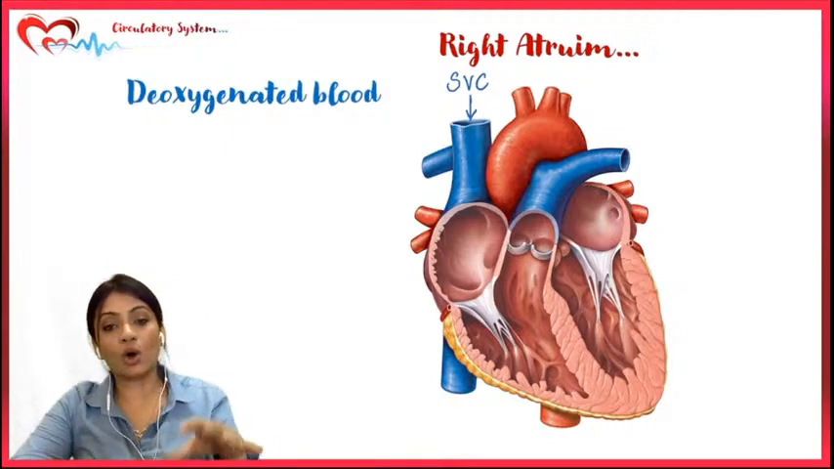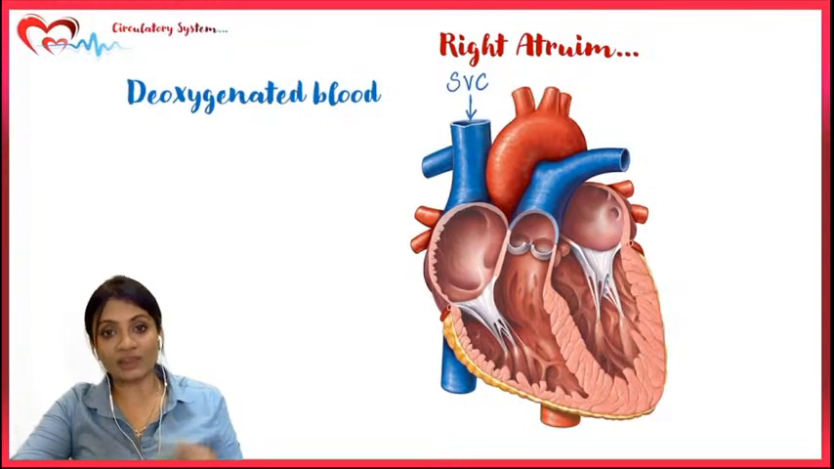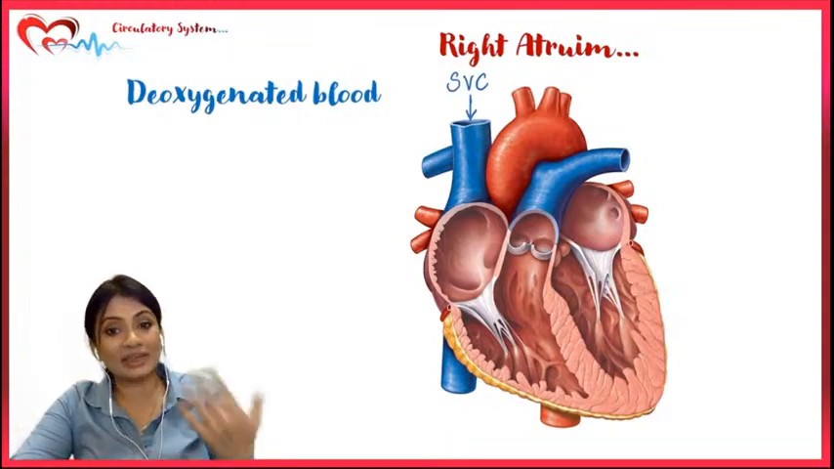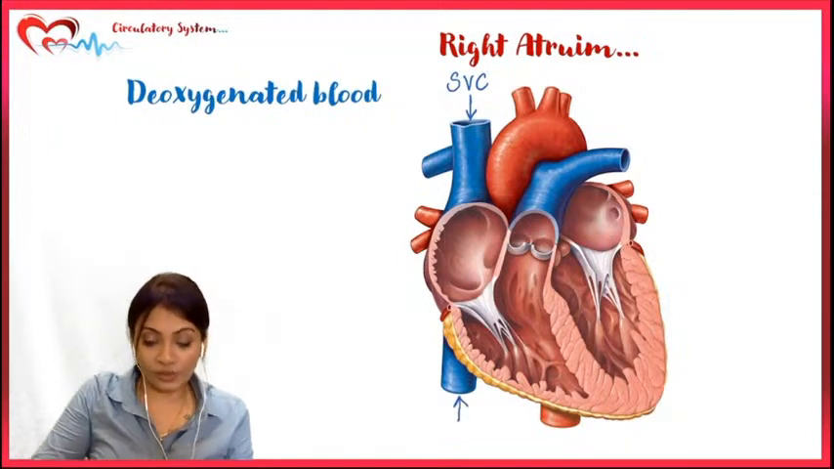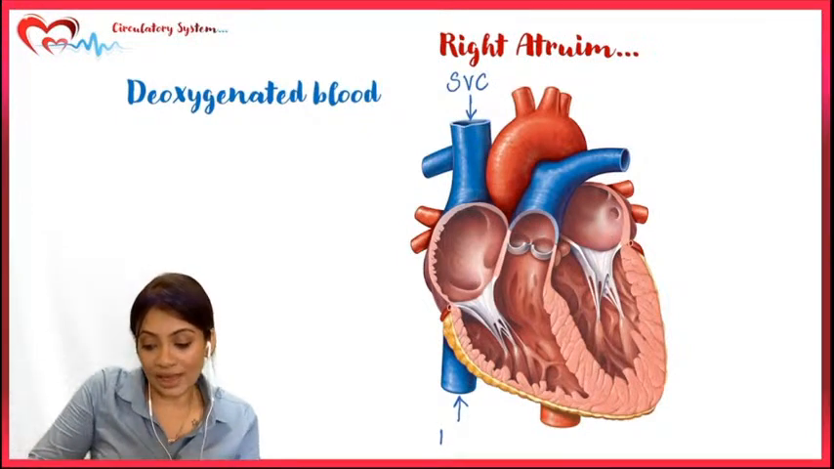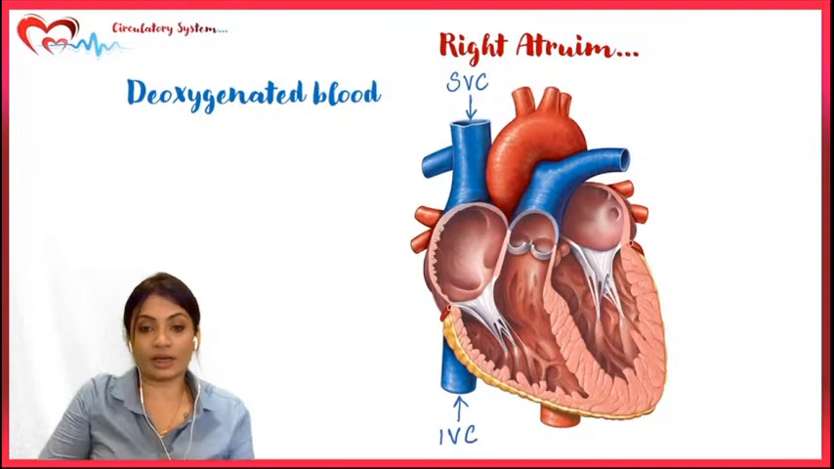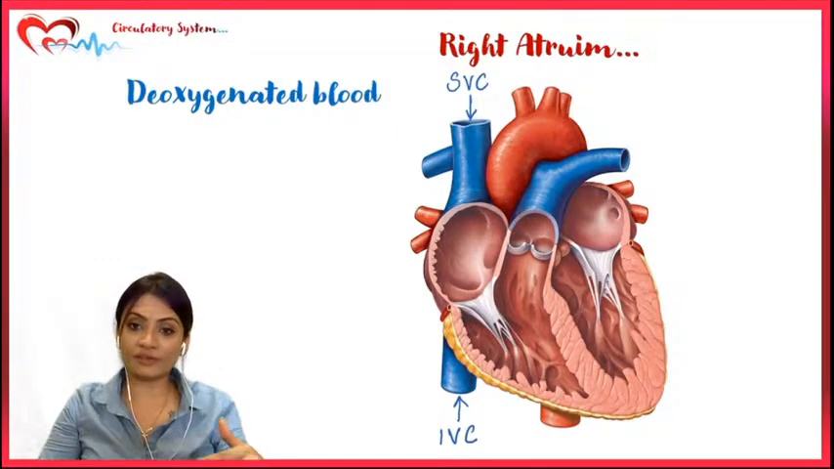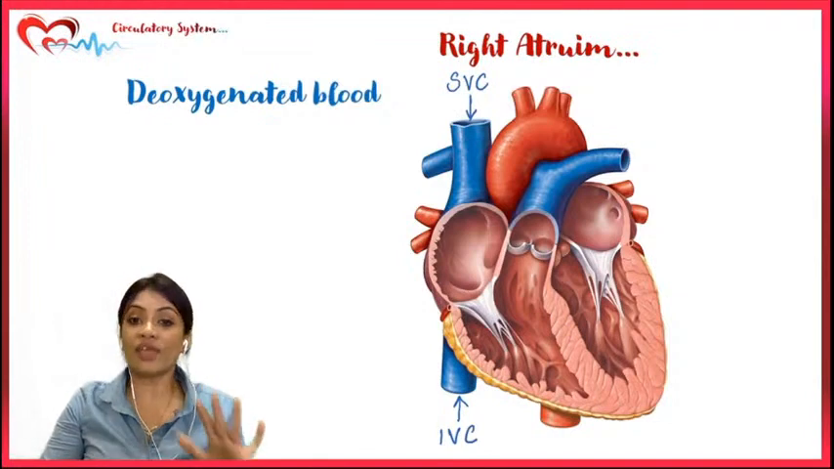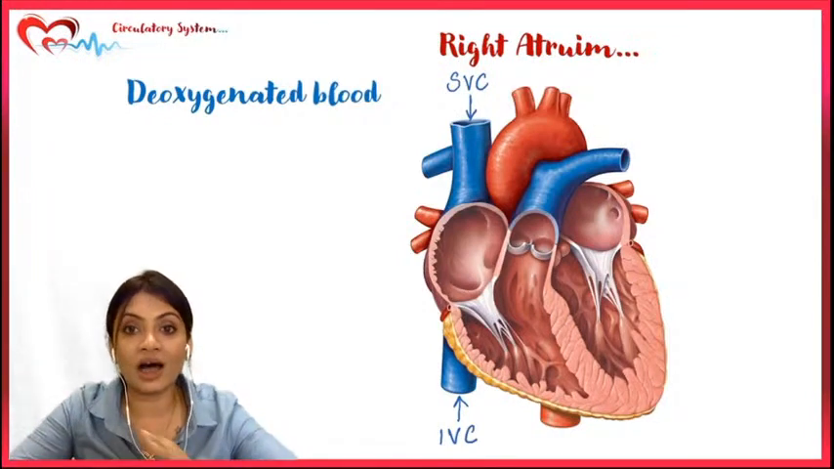What about all the structures below the heart? For all the structures below the heart, the deoxygenated blood will be taken towards the heart through this vessel over here, which I'm going to be calling the inferior vena cava. So, you have superior vena cava and then you have inferior vena cava. Okay, then what about the heart itself?